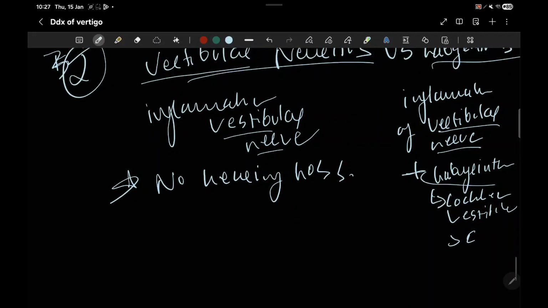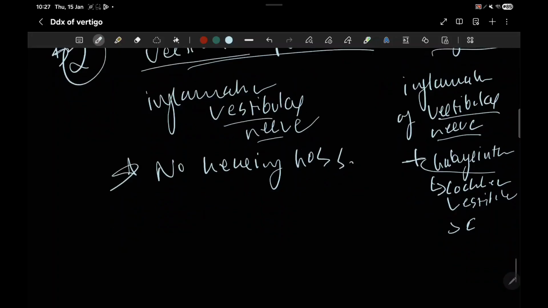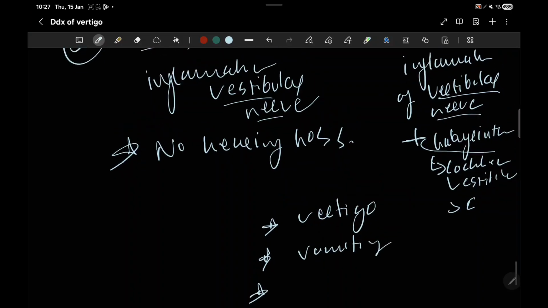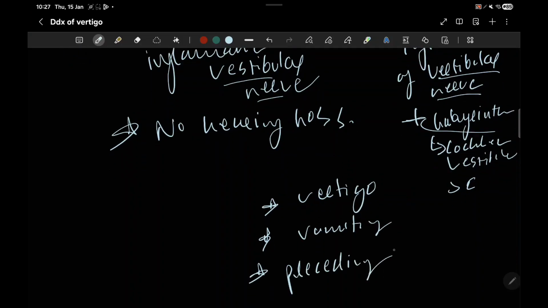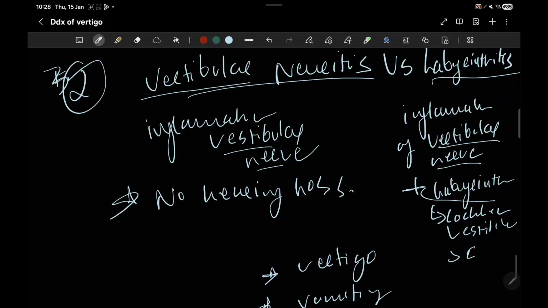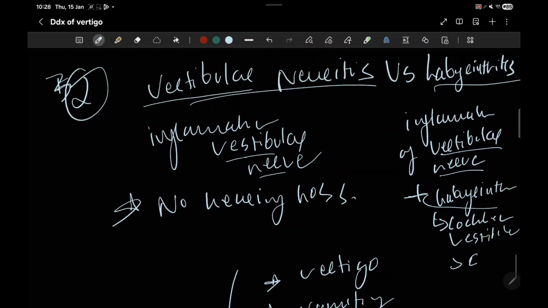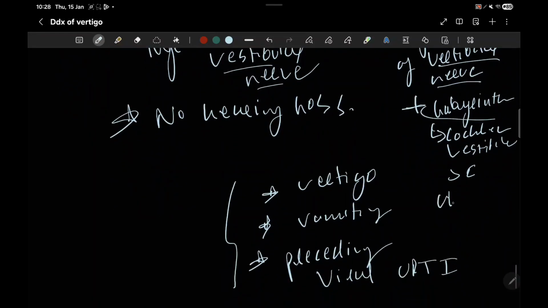Like we said, there is no hearing loss in vestibular neuritis. So what are the similarities? Both of them will have vertigo, both will have vomiting, and both will have a preceding viral upper respiratory tract infection. The difference is that there's no hearing loss in vestibular neuritis, but there will be hearing loss in labyrinthitis, along with tinnitus, that is the ringing sound. So this is the difference.